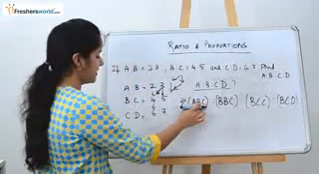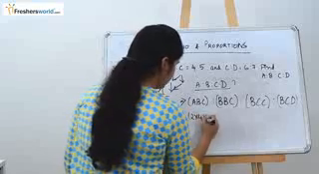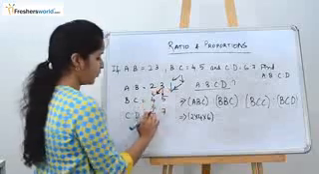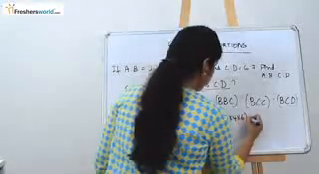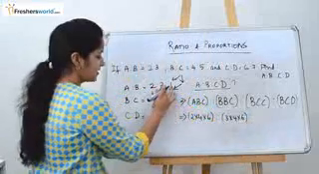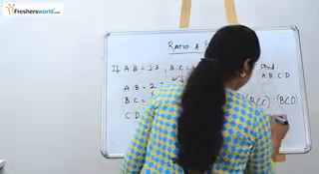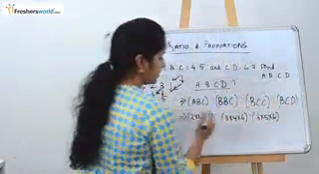So for A, B, C, it's 2 into 4 into 6. And for B, B, C, it's nothing but 3 into 4 into 6. For B, C, C, it's 3 into 5 into 6. And for B, C, D, it's nothing but 3 into 5 into 7.